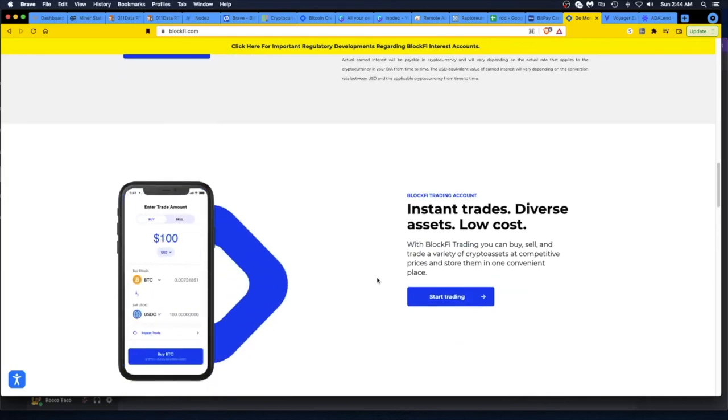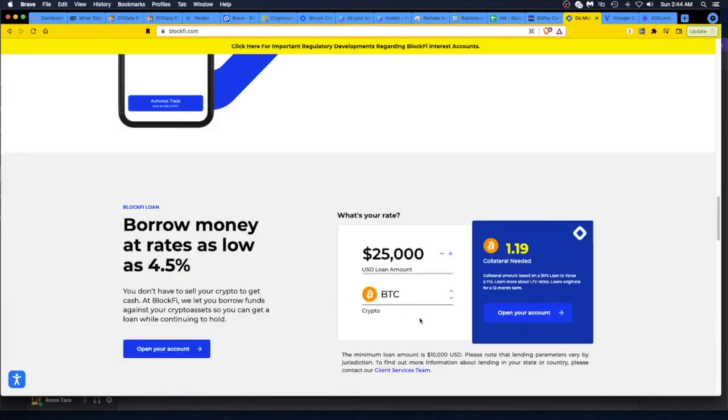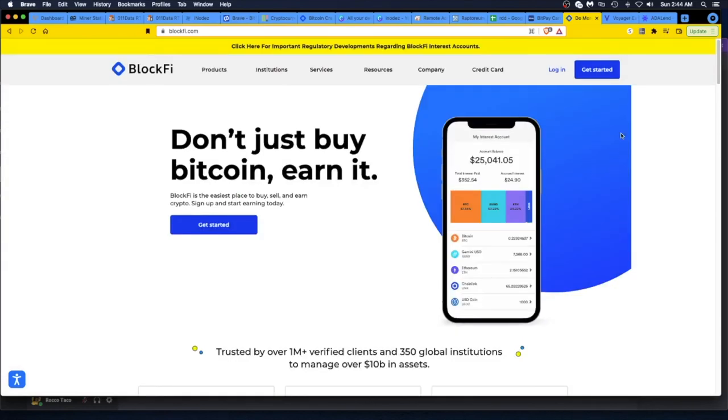Let's see. Yeah, so there's BlockFi. You can see you can borrow money. I don't do that. But anyway, what else do we have going on? I think that's pretty much it.